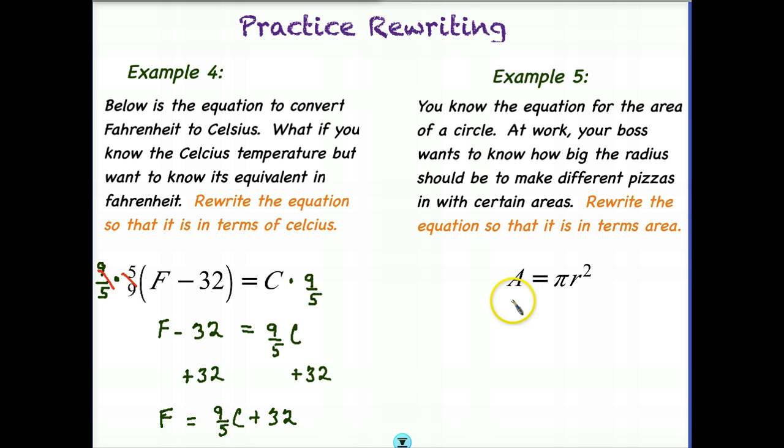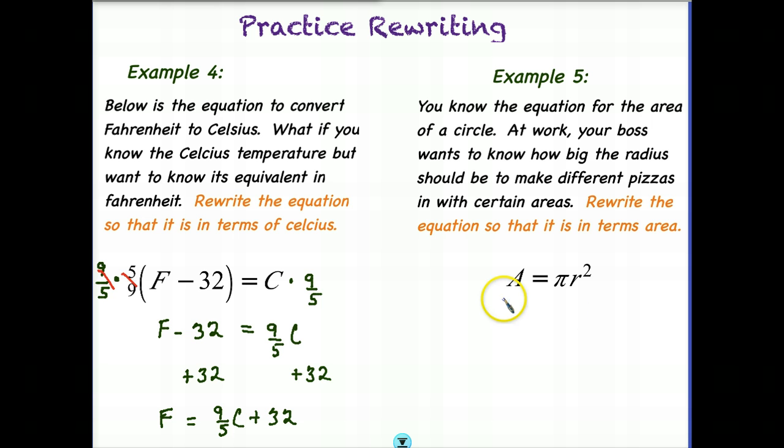In this example, you know what the equation is for the area of a circle. It's very common. Area is equal to pi times r squared. And in this equation, pi, as you know, is 3.14, and it actually continues on forever because it's an irrational number. We tend to think of pi as just 3.14.